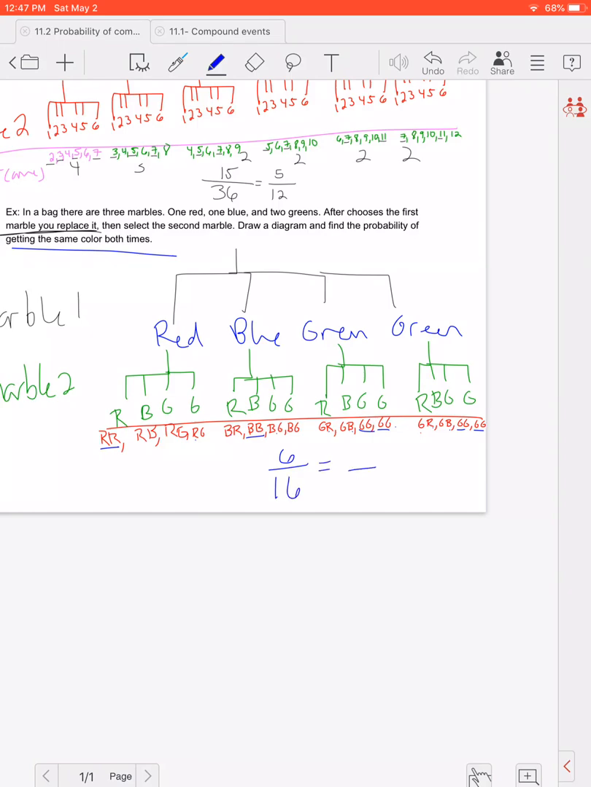And again, as we know, we are going to simplify. So we have a 3 out of 8 chance of getting a double colored marble. I hope this helps.